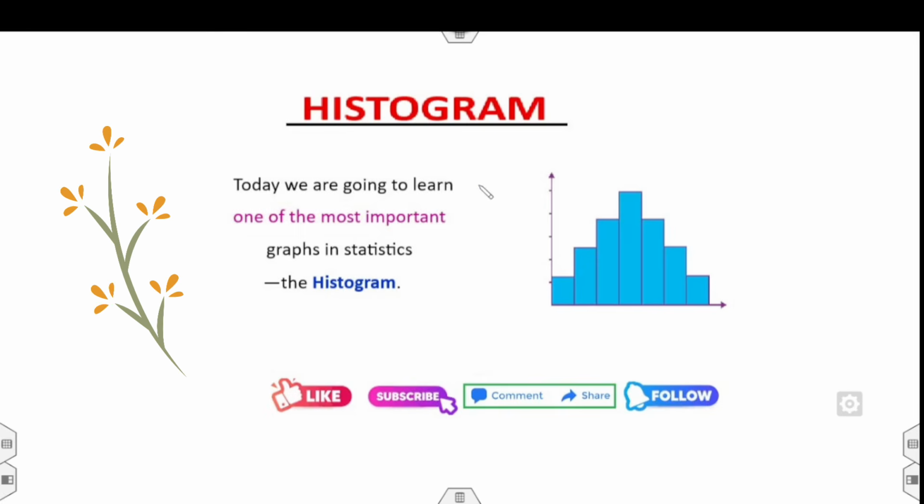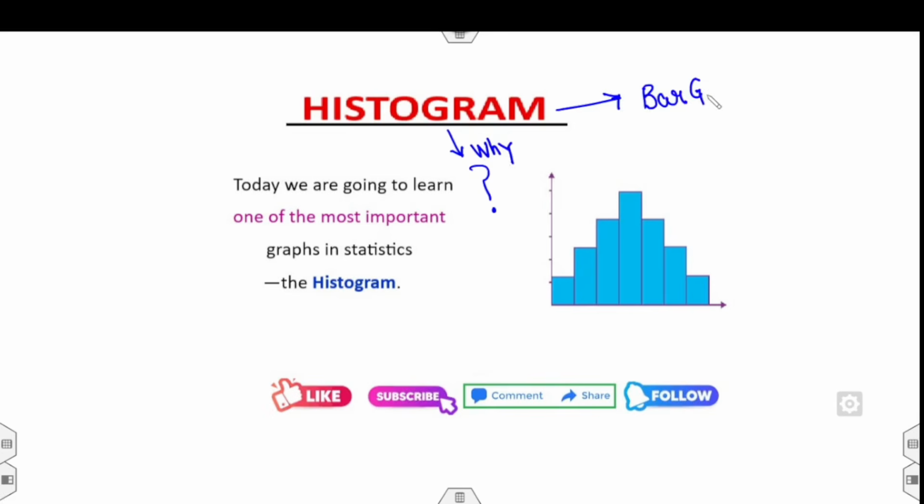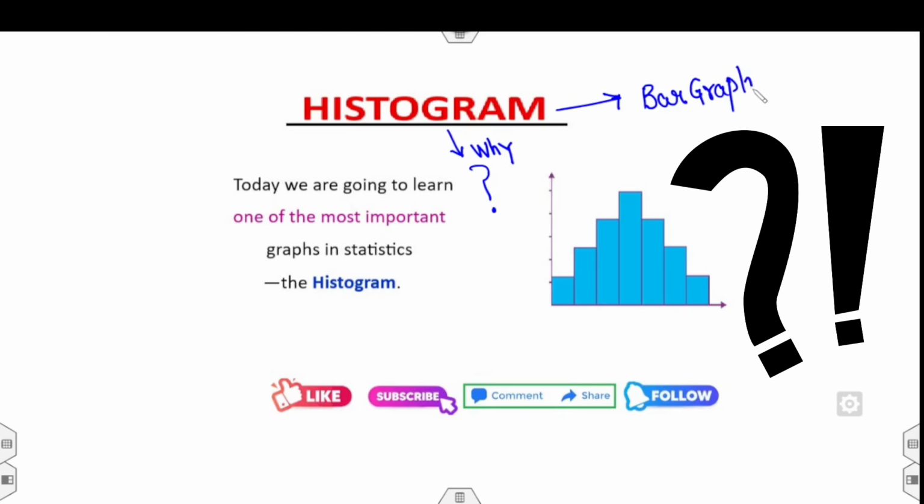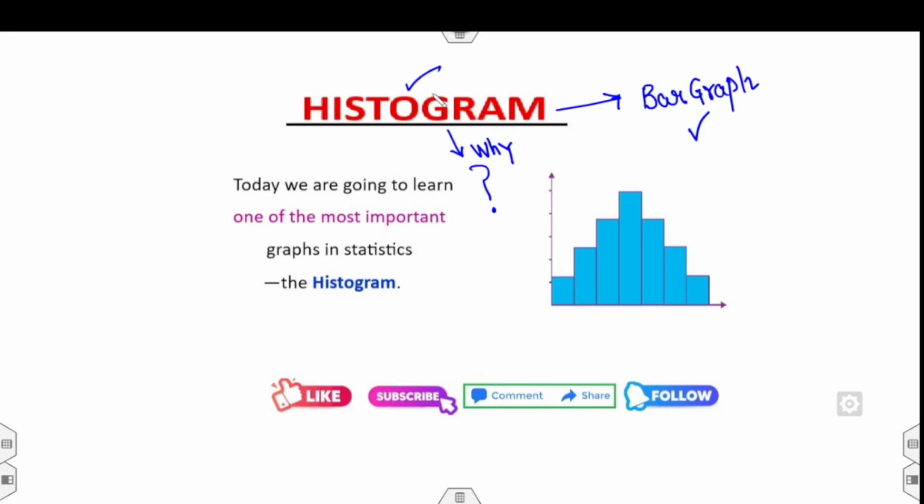But the question arises: why is the histogram such an important topic, and how is the histogram different from the bar graph? Under what cases can we use a bar graph, and under what cases can we use a histogram? All these answers I can provide you in this video.